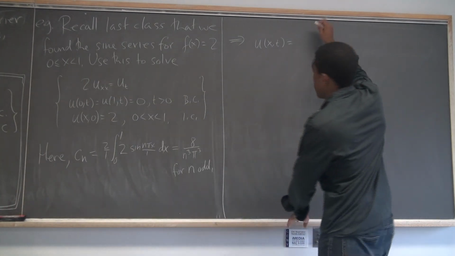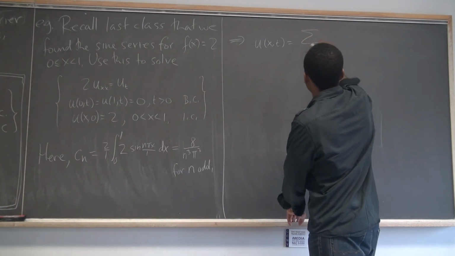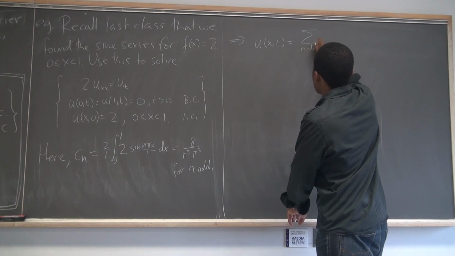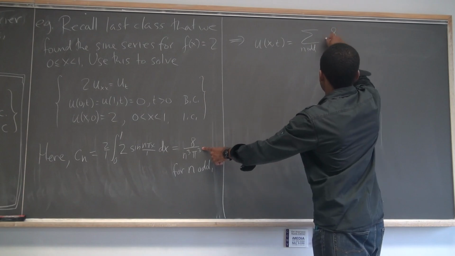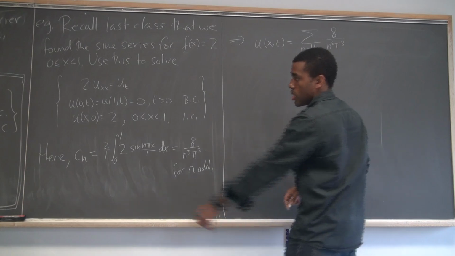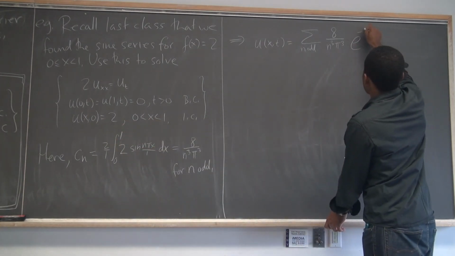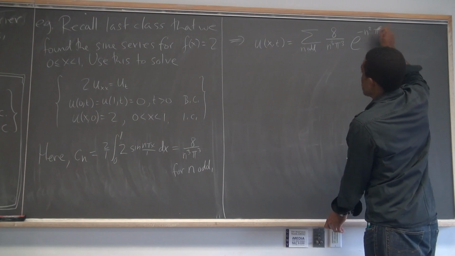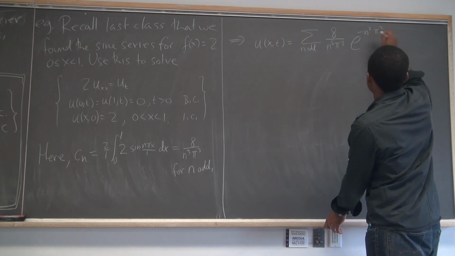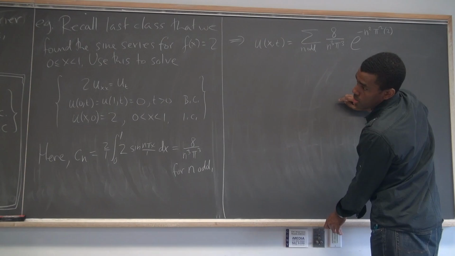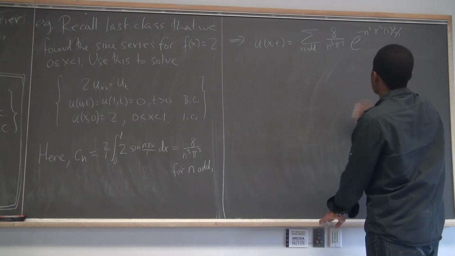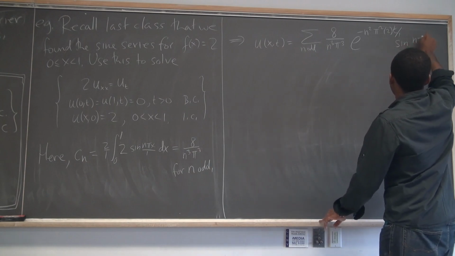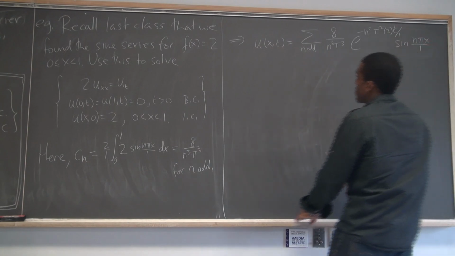That would be your answer. So you'll have u is the sum, it only works for odd n, of Cn, which is going to be this, 8 over n cubed pi cubed times e to the minus n squared pi squared alpha squared, which is actually 2, t over L, which is 1. And so it's sine of n pi x over L.